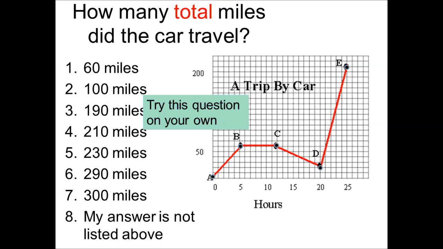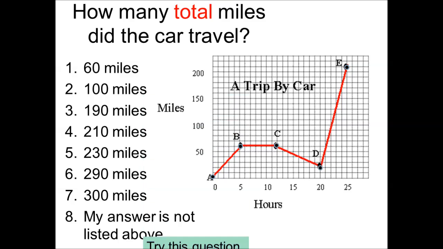Okay, now that you have had a chance to try this one on your own, I will tell you that the answer is 290 miles. And let's take a look at why. So in this question, we're going to figure out how many miles did this car go. So it started at this point 0, 0, so it hadn't traveled any distance yet, and then it's worked its way over to point B, which is at a distance of 60 miles. So therefore the car has traveled 60 miles.